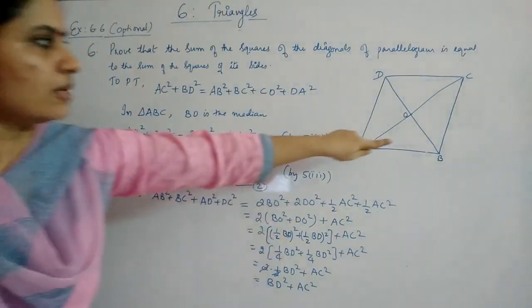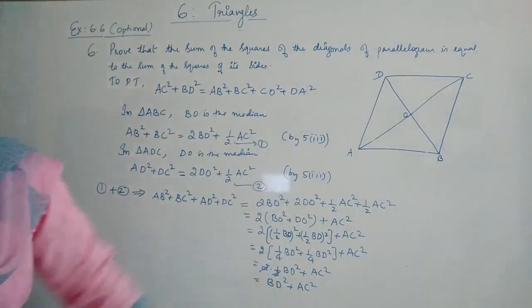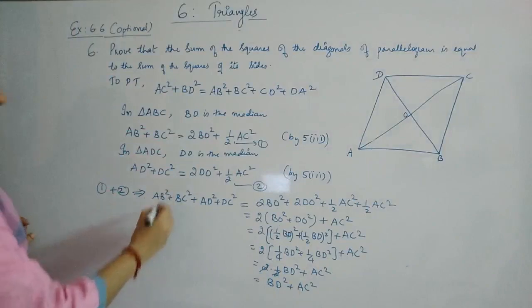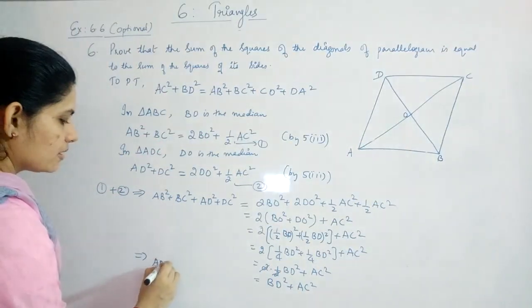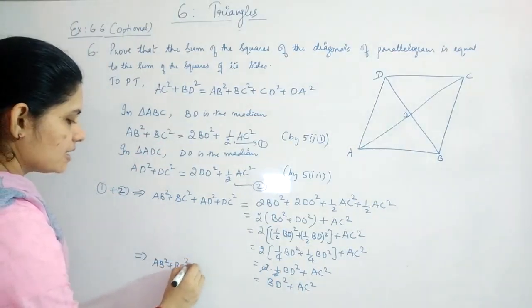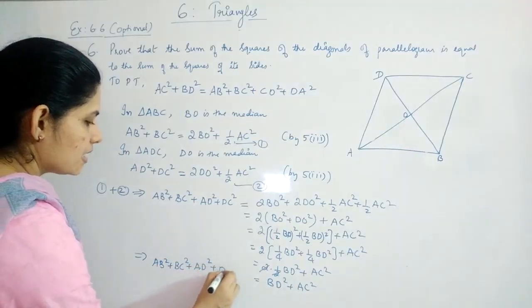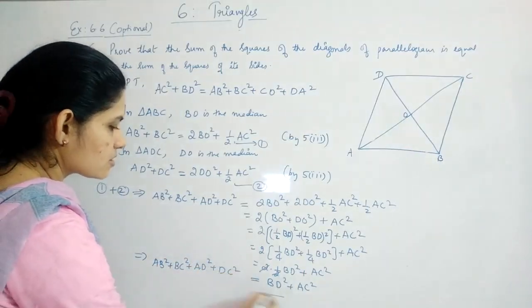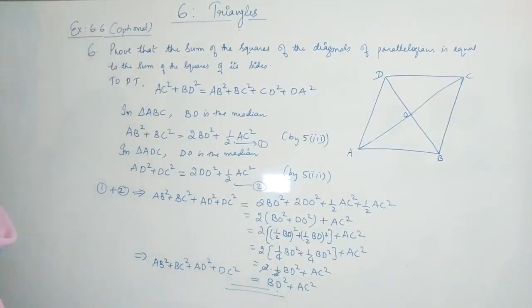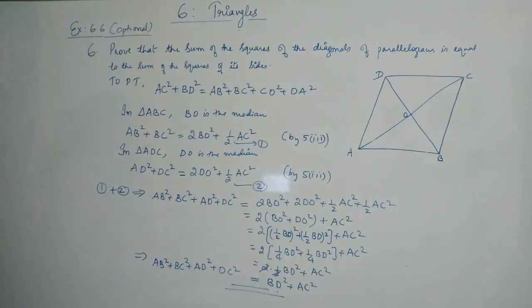You just see BD and AC. So BD square plus AC square. From where you have started? AB square plus BC square plus AD square plus DC square is equal to BD square plus AC square. Hence, we have proved.